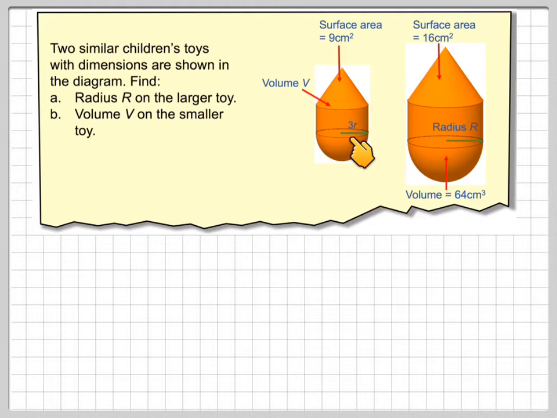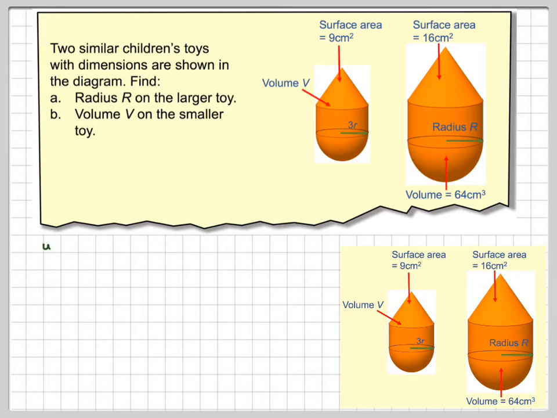We only have one length. We know that one's 3r. We don't know what that one is. And we only have one volume. We know the volume of the larger one, but not the smaller one. So we need to start with this ratio here.